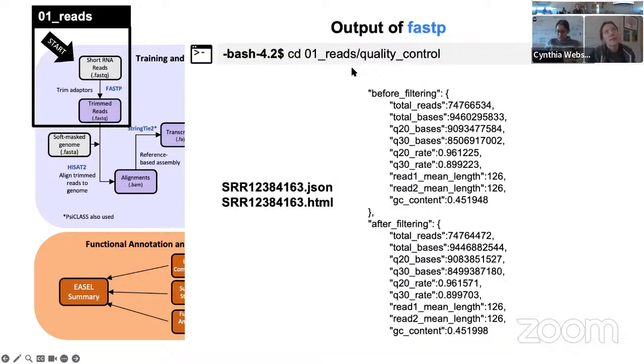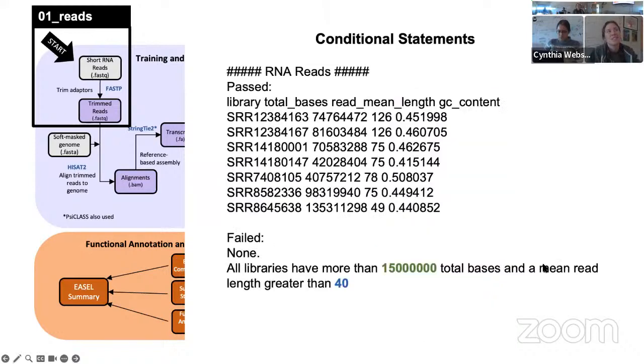What does the output of FASTP look like? You can see that in the actual quality control directory. There will be a JSON and HTML file. FASTP has this really nice looking HTML if you want to actually see what before and after filtering looks like. Generally, we're concerned with total reads. If you drop a lot, that is an issue. But we have conditional statements to check.